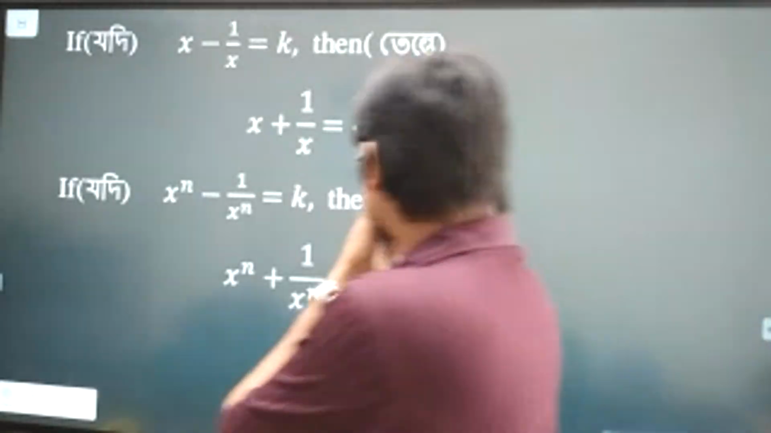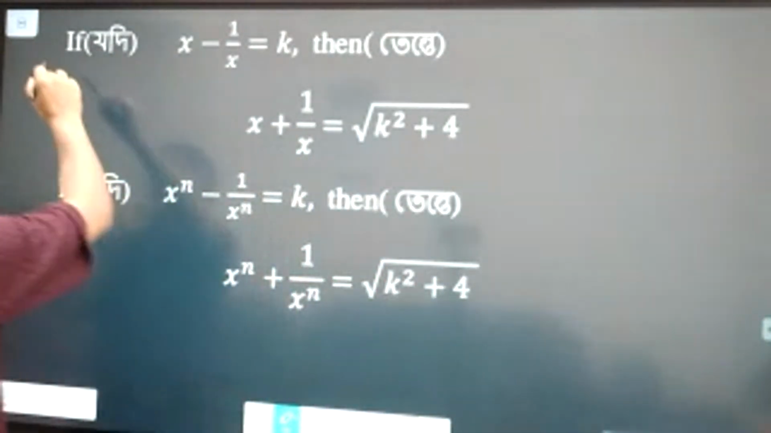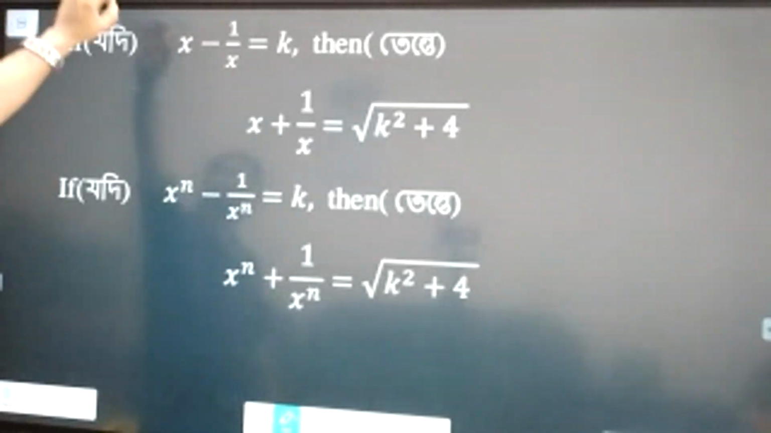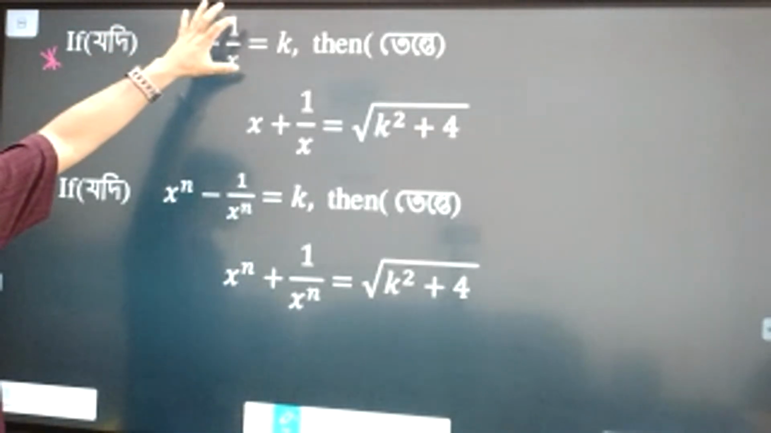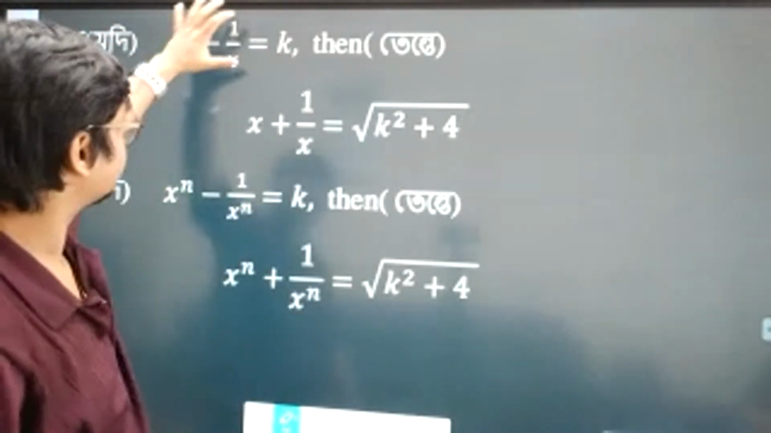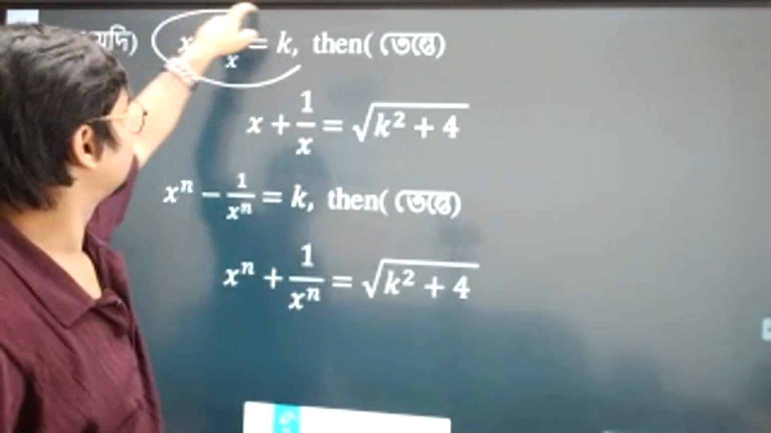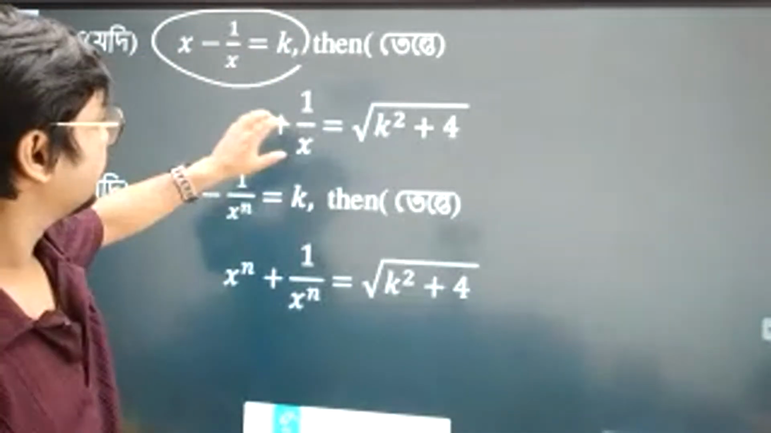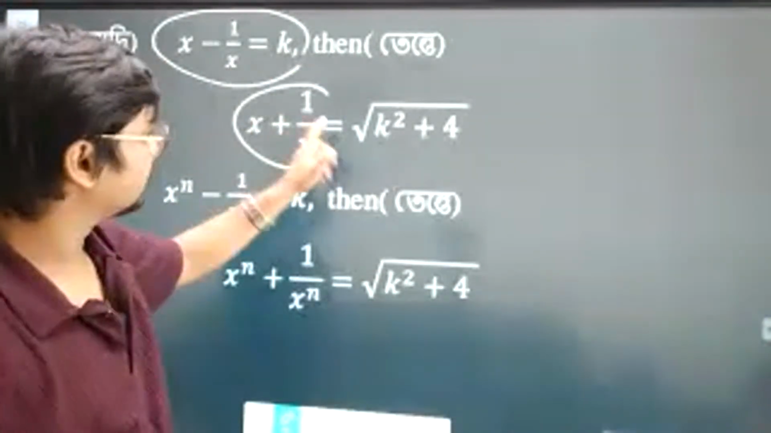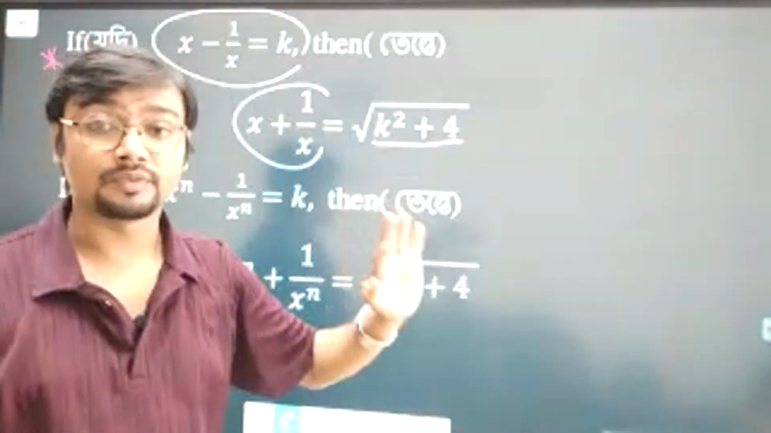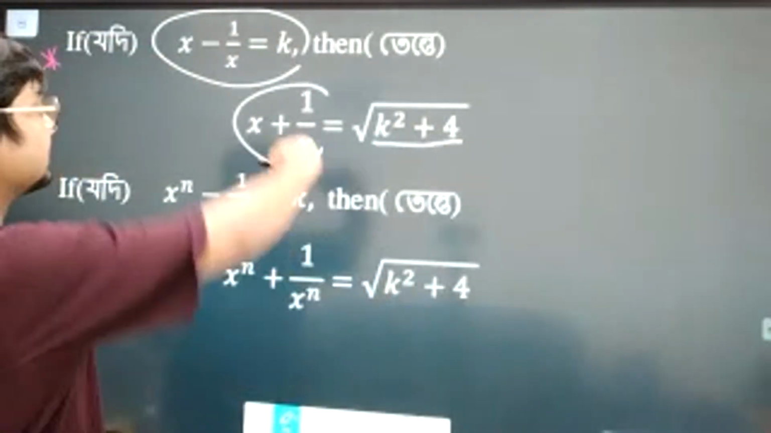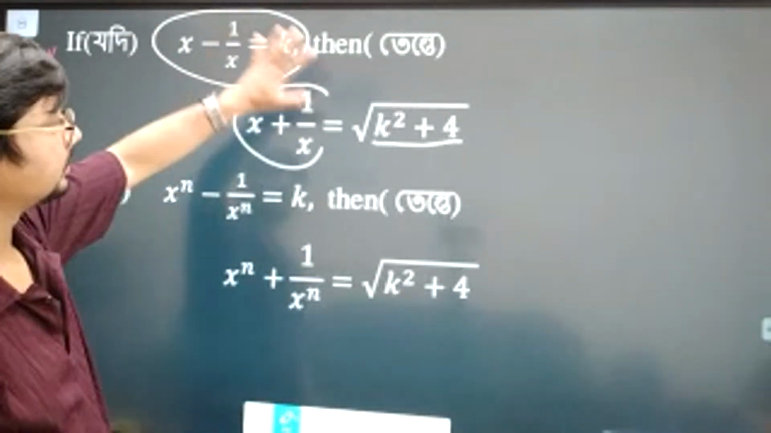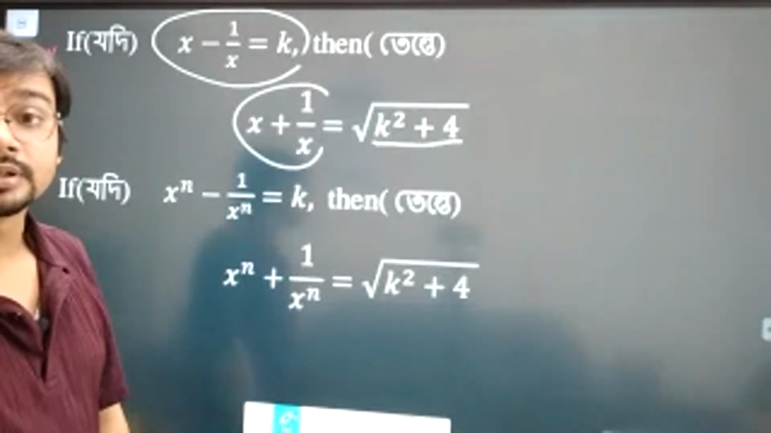Another two concepts are there. This formula: x minus 1 upon x. If x minus 1 upon x is equal to k, then x plus 1 upon x will be root over k square plus 4. So sometimes they will provide it this way, x minus 1 upon x is this one, then what is the value of this one?